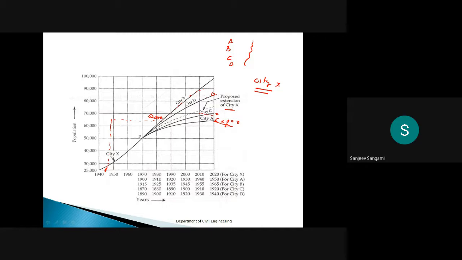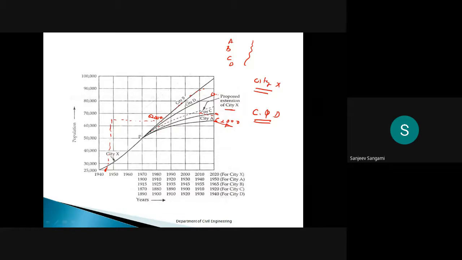So if similar characteristics of the population are there, assuming the population for city X is coming here, and it is following similar conditions, in between A and D, or C and D, then what I will do is extend this dotted line which is shown in the figure. I'll put that line in between D and C.